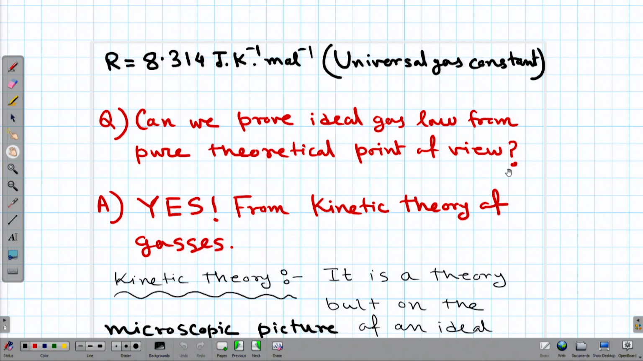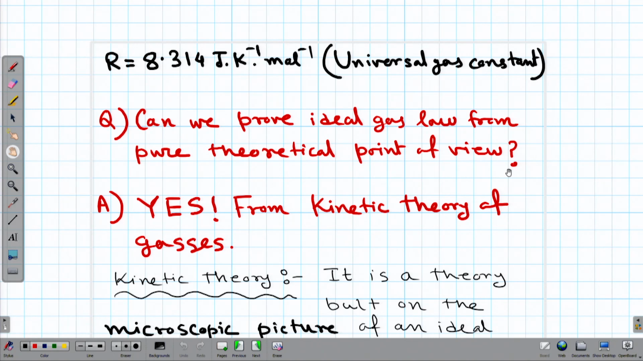That is the question that we have in mind. The answer is yes. When we use the kinetic theory of gases, we can actually prove not only the ideal gas law, but all three: Charles's law, Boyle's law and Gay-Lussac's law, from very fundamental considerations, the fundamental physics of the system. Okay, so that is how.